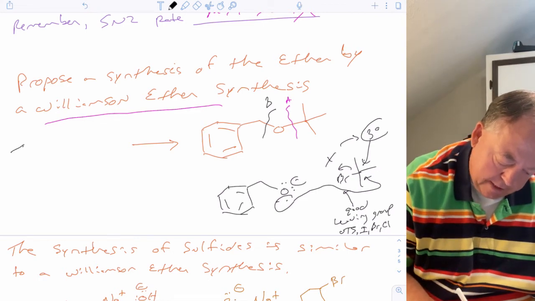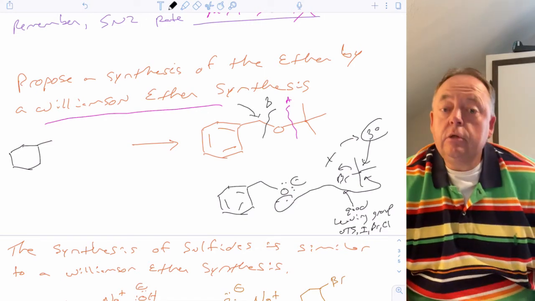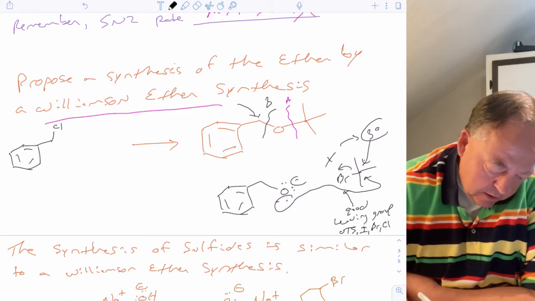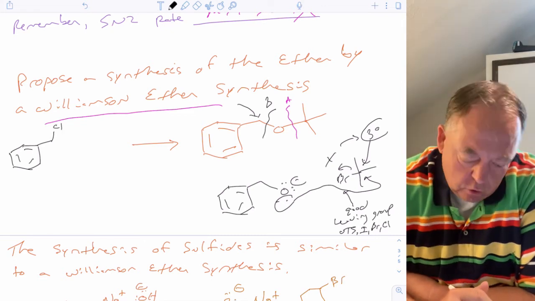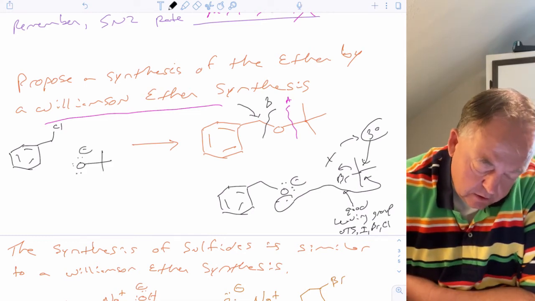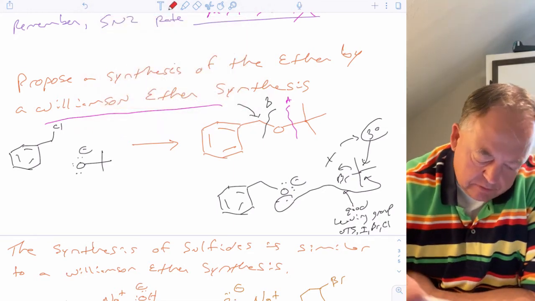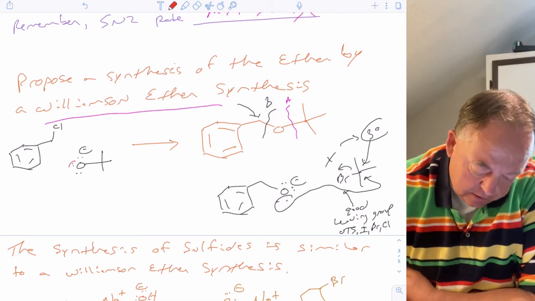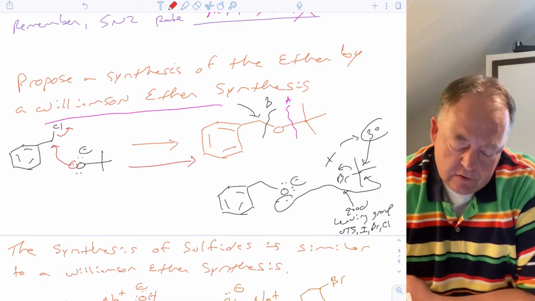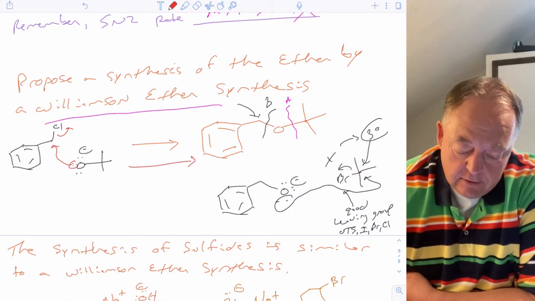So if we undid bond B, then this carbon would need a good leaving group on it. So whatever you want to put there, fluorine, chlorine, bromine, iodine, or a tosyl group, and then your alkoxide would be, in this case, tert-butoxide, which we've seen before as a good base, but it can also serve as a nucleophile. So then this could attack here and kick the chlorine off, and that would work to make this ether. So in this case, there's only one way to do a Williamson ether synthesis to make that particular ether.